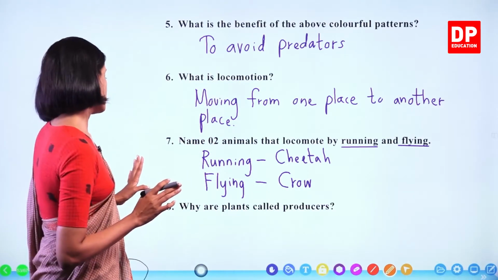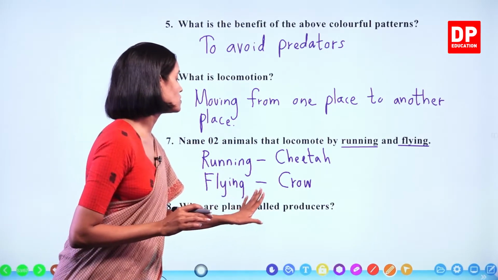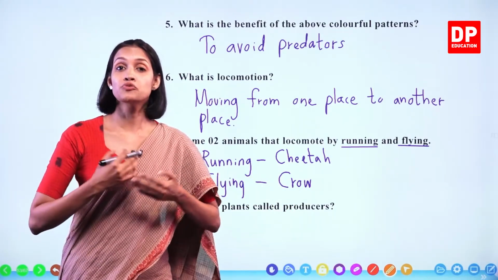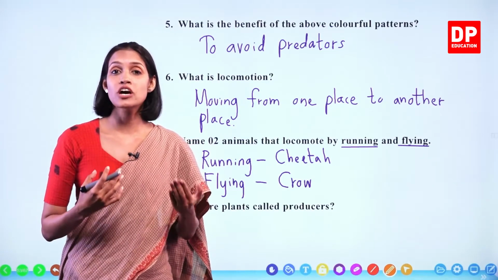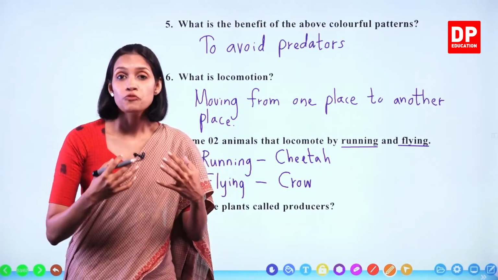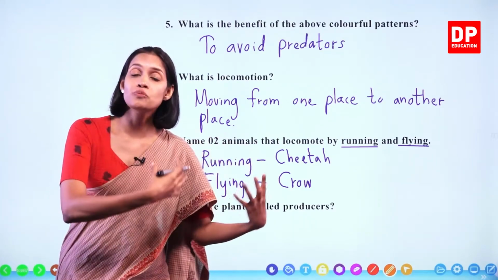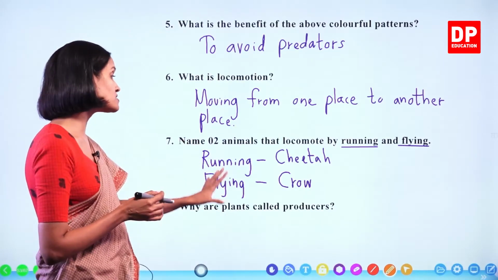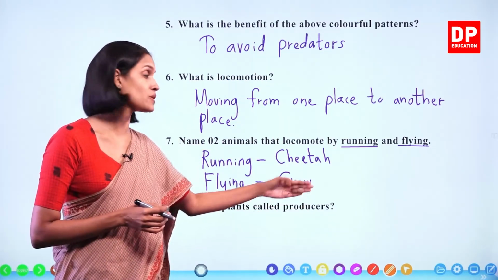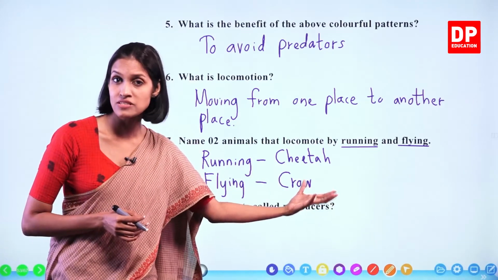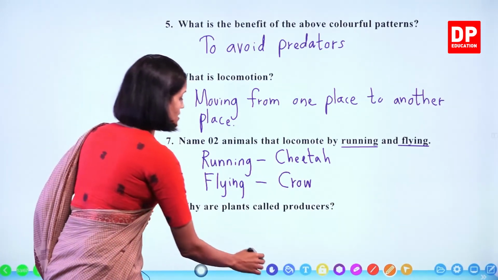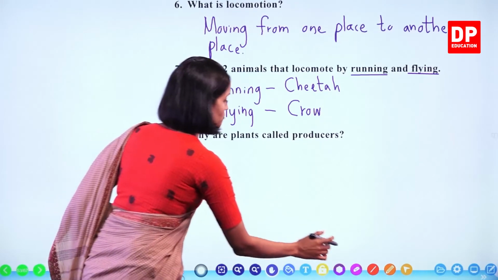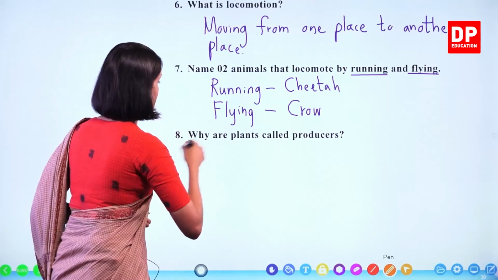Right, children? Why are plants called producers? So what is the reason, children? We all know now plants can do photosynthesis and they can produce their own food. Okay? So the food produced by the plants are consumed by all the other animals in the food chain. Therefore, plants are known as producers because they supply food for all the other animals in the food chain. Right? Let's write. Now, these type of questions are very, very easy for you all to answer.